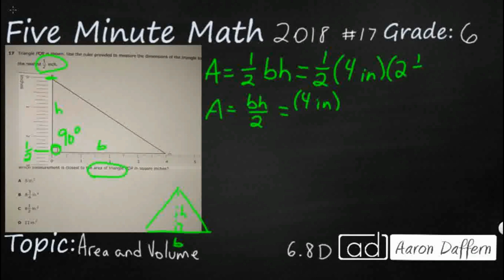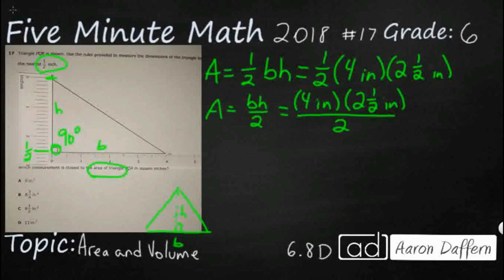And so we're going to have to worry about how do we multiply numbers that have mixed numbers or numbers that have fractions. There's two different ways we can do that, and I'll show you both of them. So this is what our formula looks like both ways: 4 times 2.5, either divided by 2 or multiplied by 1/2.